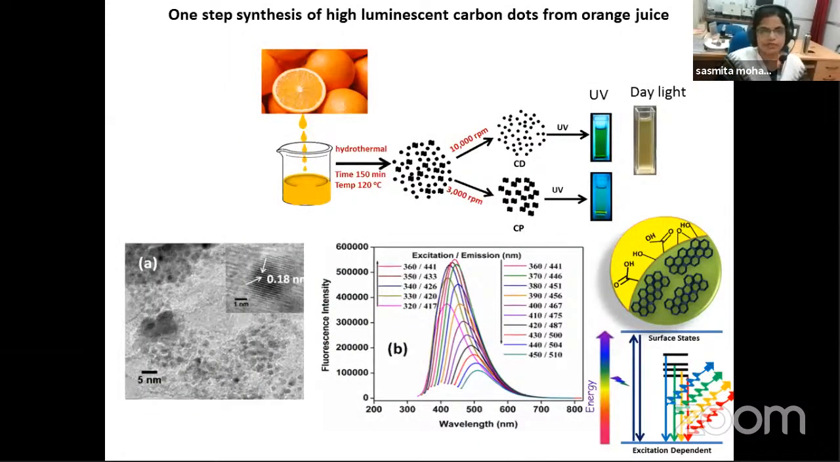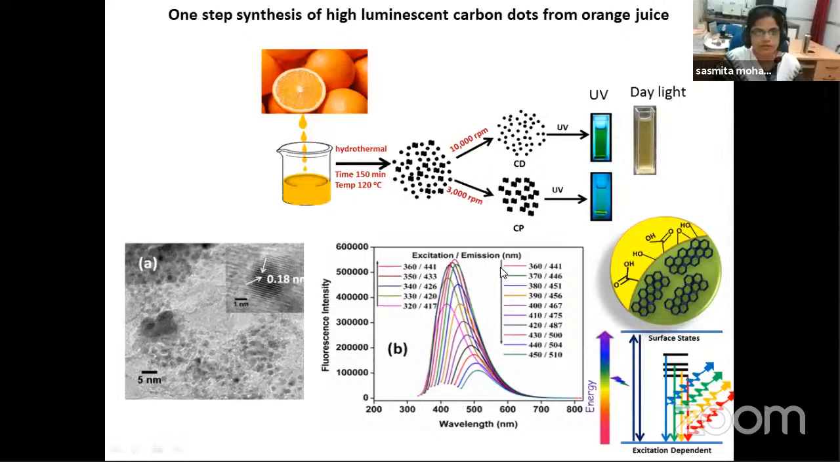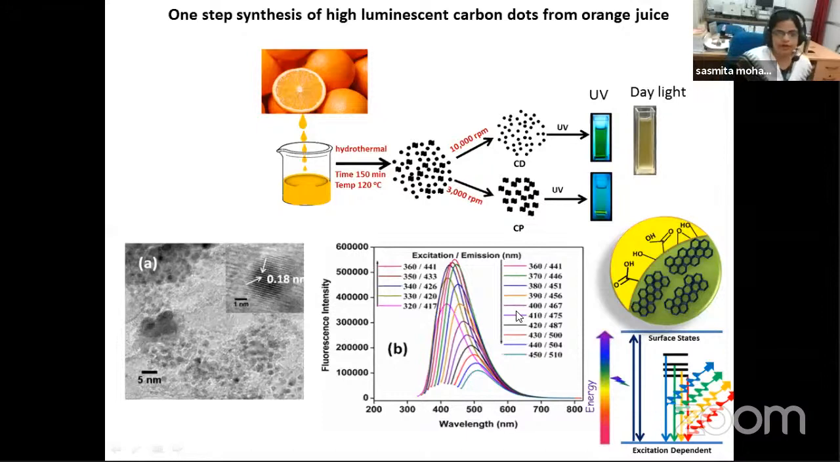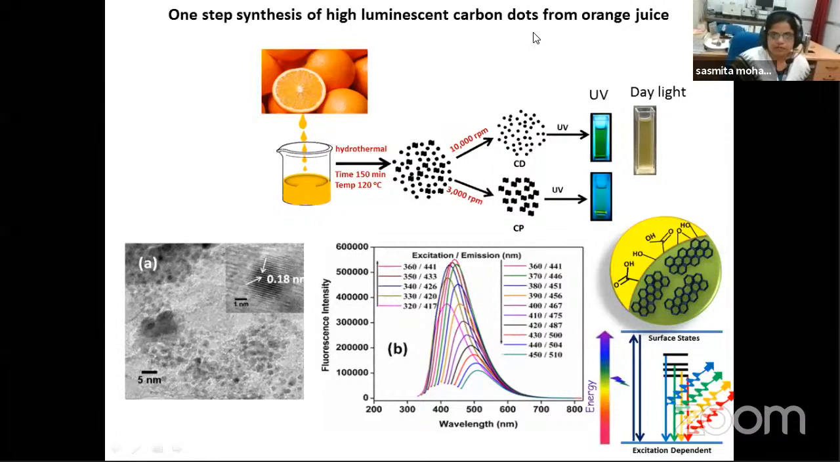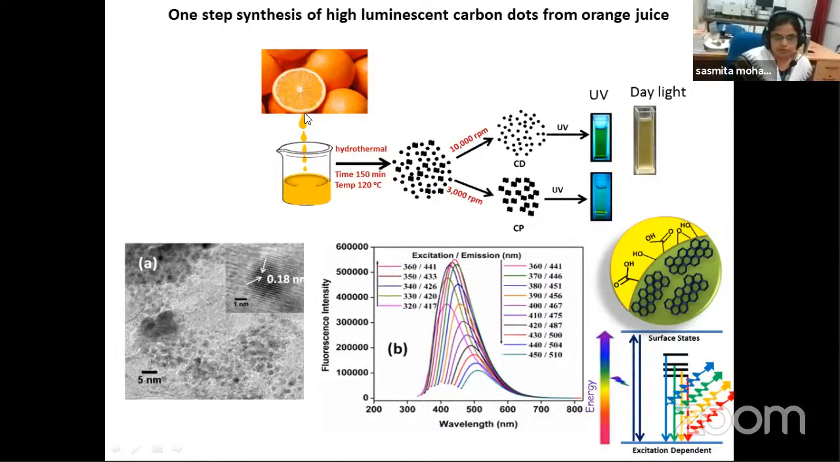I'm telling you, I'm a chemist. From day one, I'm a chemist. So we normally focus on the synthesis of the material and the application of the material. With these excellent properties of carbon dots, we tried to synthesize carbon dots from edible orange. We extracted juice from the orange. Then by hydrothermal treatment at comparatively low temperature, we are able to produce very highly fluorescent carbon nanoparticles.